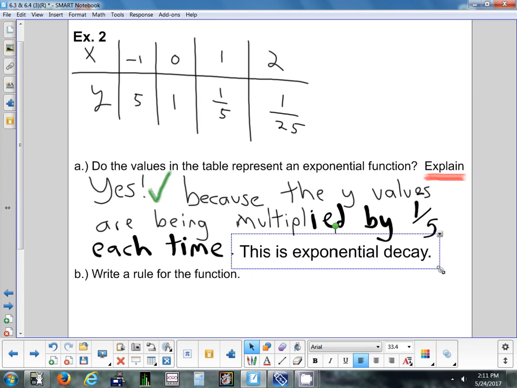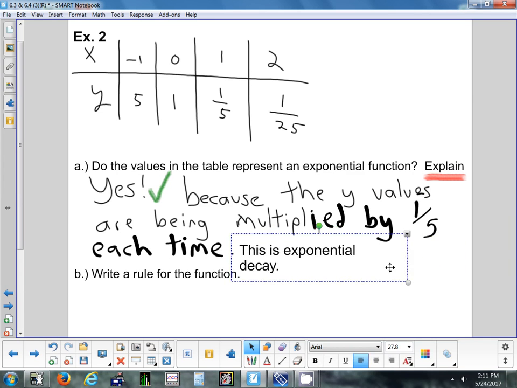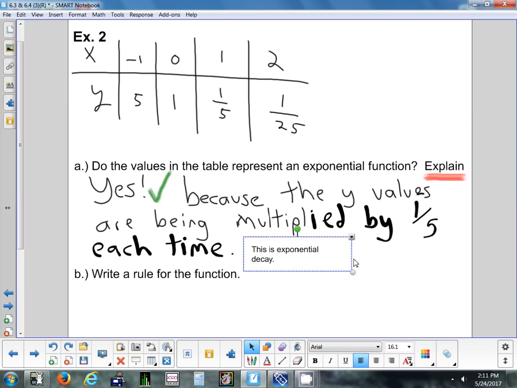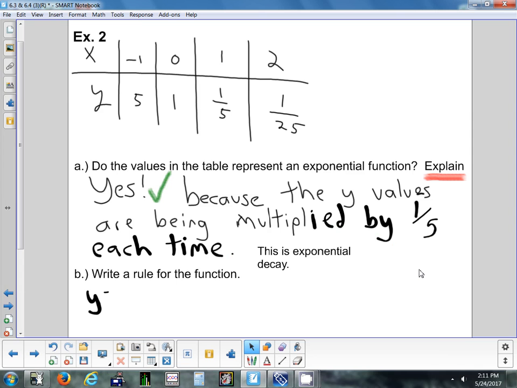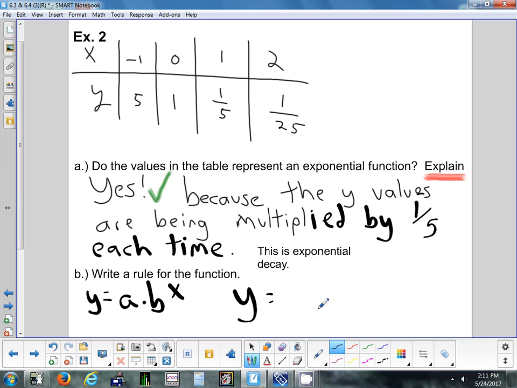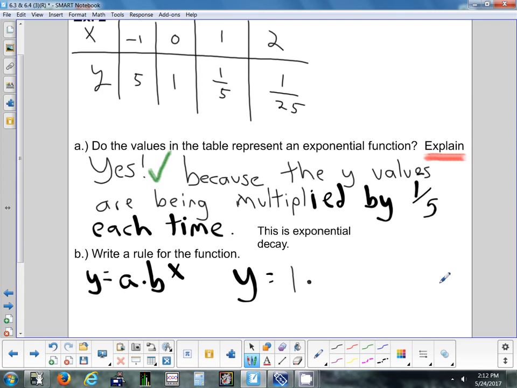Write a rule for the function. So what do we have to use to write a rule for the function? Right? Y equals A times B to the X. I'm going to start with Y equals. A is going to be what? A is going to be 1, right? Because that's what Y equals when X is 0. Times, what's B going to be? 1/5. What else do I need?